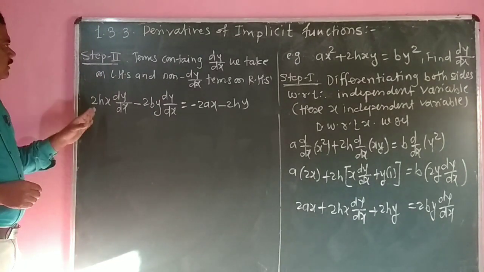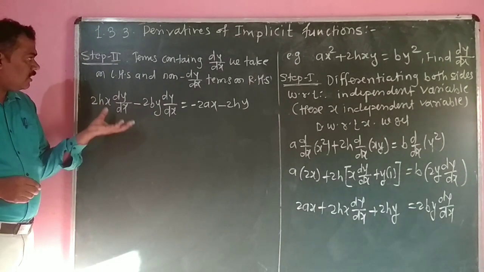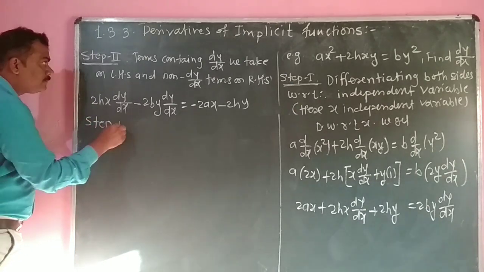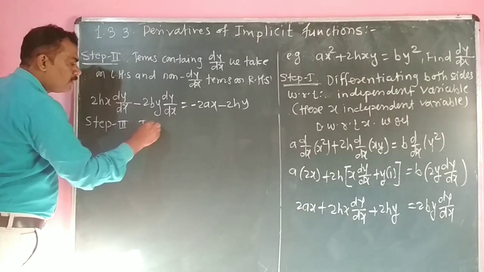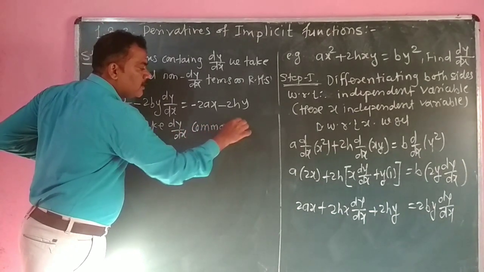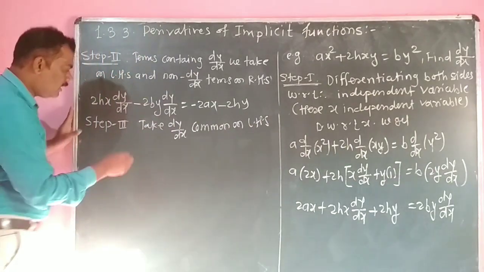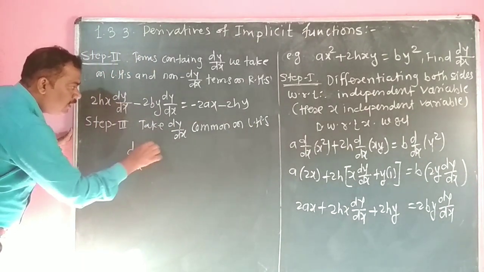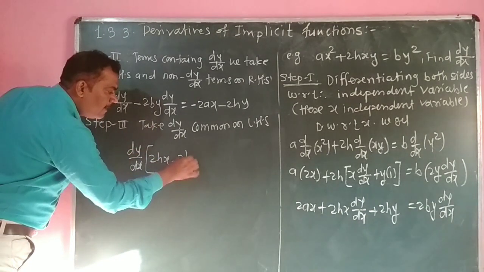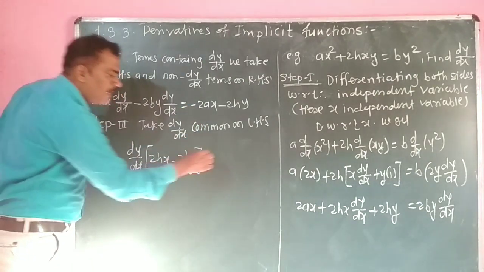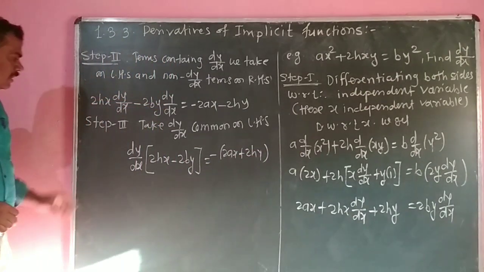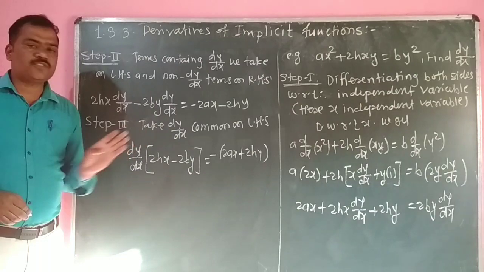Now step number three. What do we have to do in step three? We have to take dy/dx common on the LHS. Take dy/dx common on LHS. So what do we get? dy/dx into, what remains here, 2hx minus 2by is equal to, here we take the minus common, so minus (2ax plus 2hy). Okay, we have taken dy/dx common on the LHS.